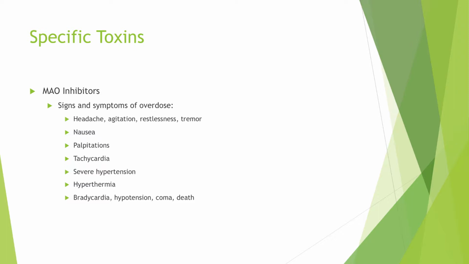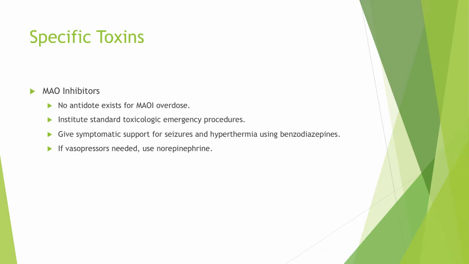Okay, so what do we want to do for that? There is no antidote for an overdose. So we use standard toxicological things. We just use the standard stuff. The standard procedures, ABCs, monitor them, and treat whatever symptoms they're portraying, like seizures, treat them for seizures. If they're hyperthermic, we want to maybe give them some benzodiazepines to slow their tremoring down so they're not hyperthermic anymore. That'll slow some of those tremors down. If you need vasopressors, they say go ahead and use the norepinephrine.